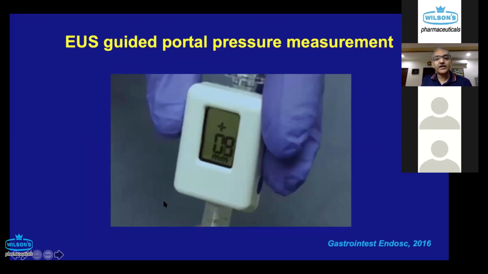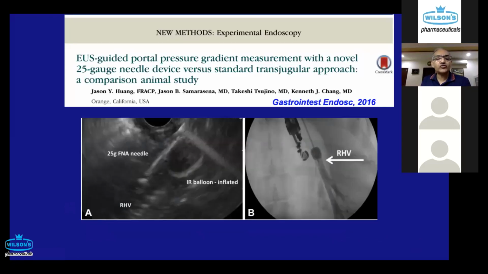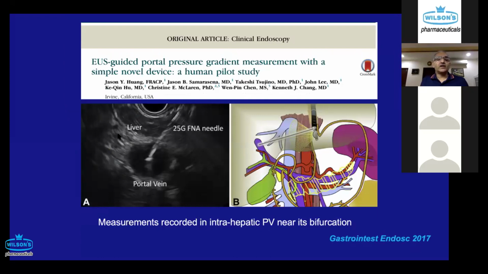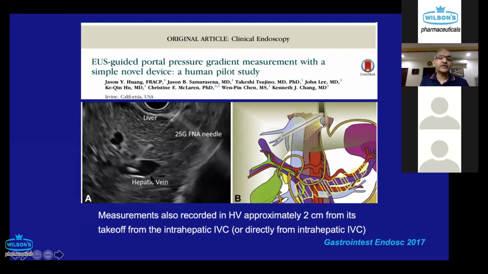The last few slides are on US guided portal pressure measurement. It's a new thing. We are still awaiting this device which can measure the portal pressures. Ken Chang and his group have published it quite elegantly, that you can puncture the hepatic vein and the portal vein, and through the needle this device gets attached. So you get a portal pressure measurement value, and then you puncture the hepatic veins, you get one value, and the difference of the two tells you the HVPG, which is more direct than the conventional HVPG that we are doing currently. So this would help us in measuring the hepatic venous pressure gradient.